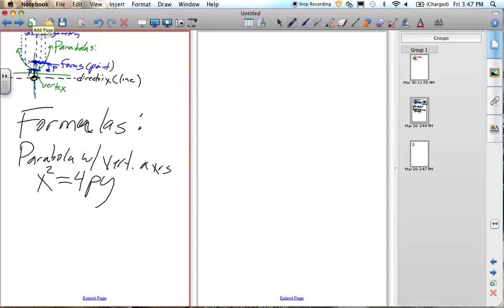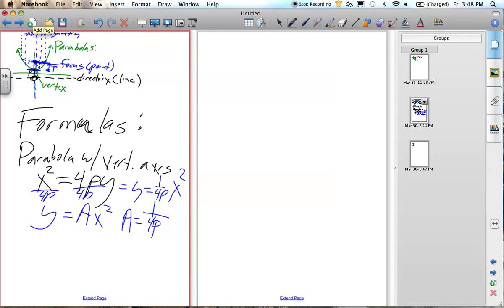Now this looks a little bit different from what you're used to. The form you're used to seeing is y equals ax squared. If you take a look at this, all we have to do to rearrange it is divide both sides by 4p. So I have y equals 1 over 4p x squared, or your a, which is the coefficient you're used to, is going to be 1 over 4p. Okay, you're going to see why this is a little better form in a bit.